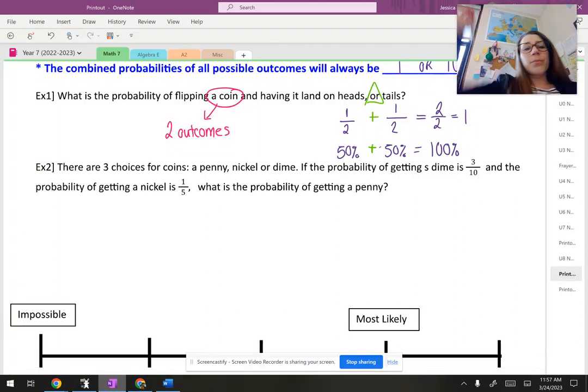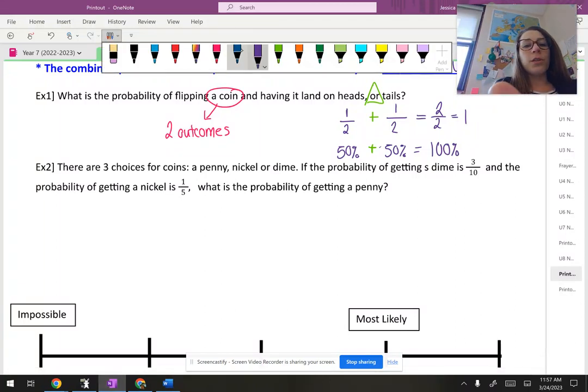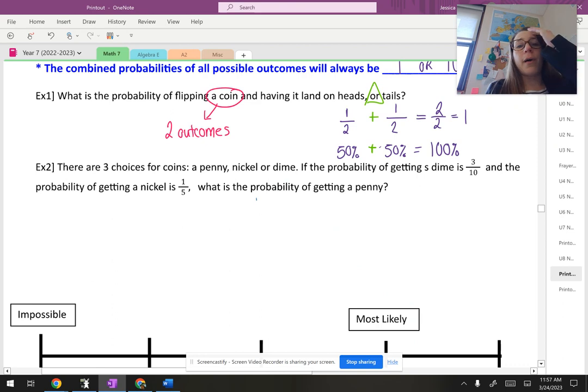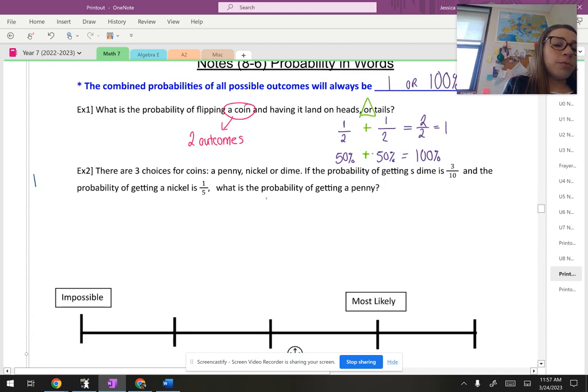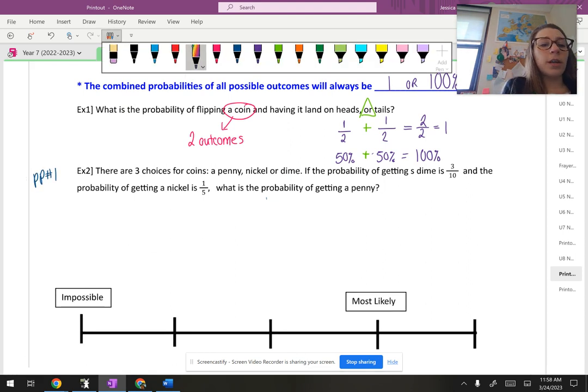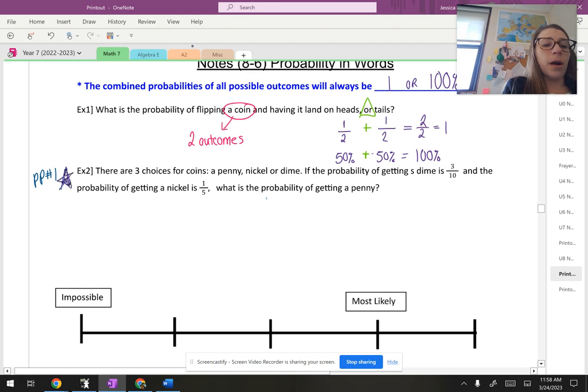All right, so this example too is super important. It's still going to be using that fact about the combined possible outcomes always being 100 or 1. And this question corresponds directly with practice problem number 1. It does show up on your review sheet when you get that, and it will show up on your test, I promise.